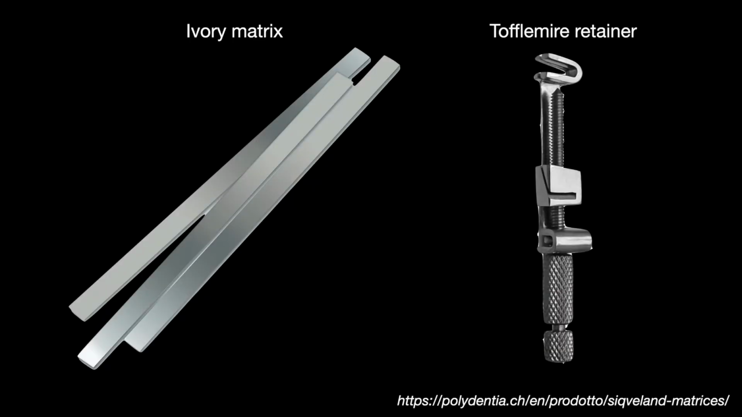Now, a common mistake everyone makes, which I have seen personally and even experienced myself, is using an Ivory matrix band in a Tofflemire retainer. Here I would like to pause for a moment and specify that one should be using a Tofflemire band in a Tofflemire retainer. Do not use an Ivorine band in a Tofflemire retainer. Ivorine bands are the same bands which are in a rectangular configuration.